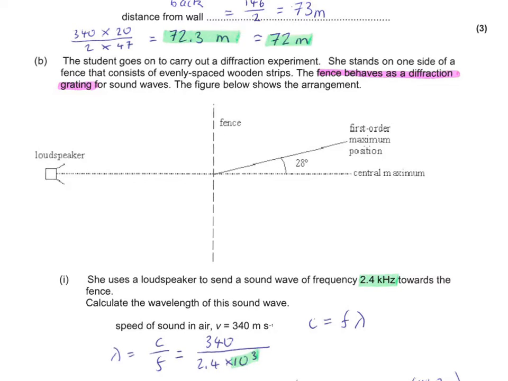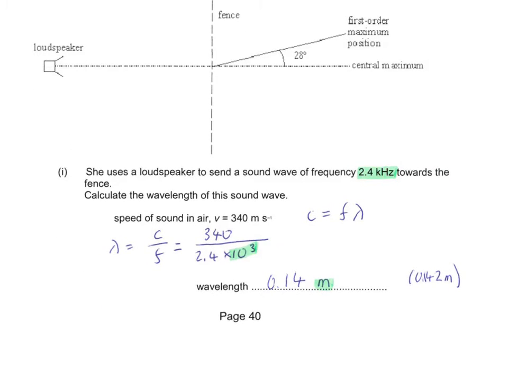She uses a loudspeaker to send waves of frequency 2.4 kilohertz towards the fence. And first thing you've got to do is simply calculate the wavelength. Simple c equals f lambda, 340 over 2.4 times 10 to the 3. Got to get that kilohertz in, looking after your powers of 10, 0.14 meters.